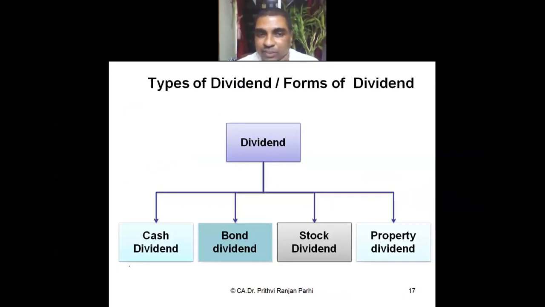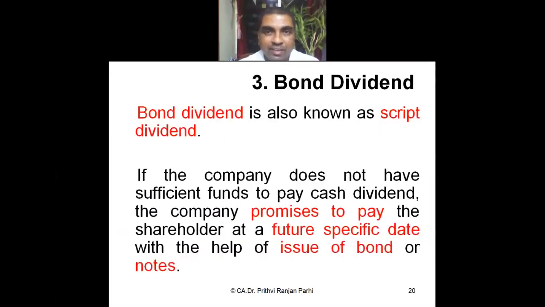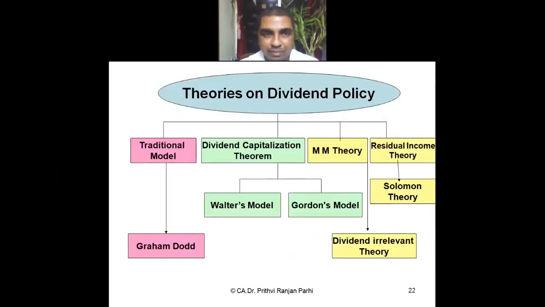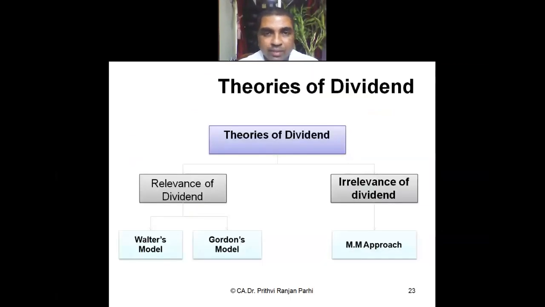And also in the previous class, we discussed the various kinds of dividend, like cash dividend, bond dividend, stock dividend, and property dividend. We have understood all these things. No need to elaborate, but in case you have some queries, you can raise them. And this is what I had shown you. Various kinds of dividend policy theories are there, but we'll be focusing on these three theories because they are in our syllabus: the MM theory, Walter's model, and Gordon's model, right?